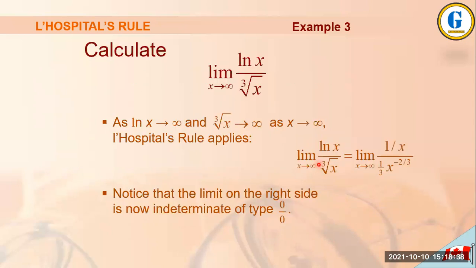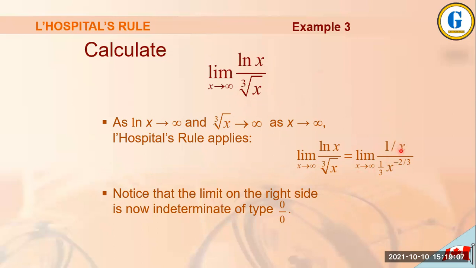Now, what about this other limit? At infinity, we have infinity over infinity, so we can use L'Hopital's rule. We differentiate the numerator, and we have 1 over x. We differentiate the denominator, and we have one third x to the power minus 2 on 3. Chapter 8 is on differentiation. We'll visit most of this in chapter 8. We're supposed to take this after chapter 8, but let's just take it here.